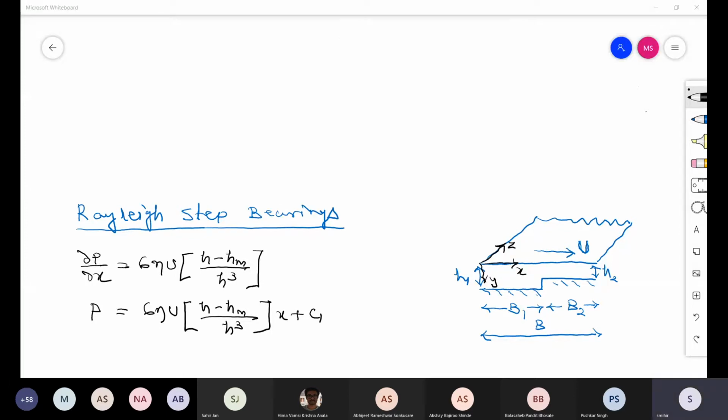I feel somebody's microphone is on, so I am muting all, then I'll unmute again.